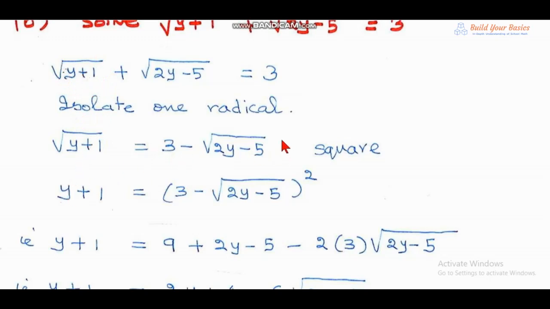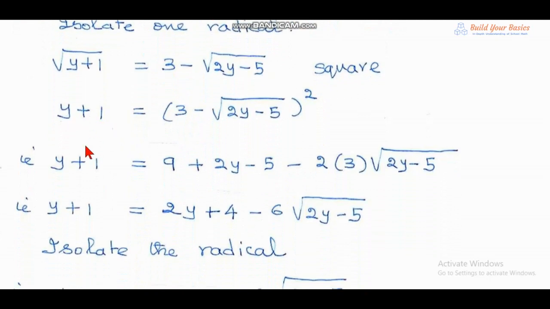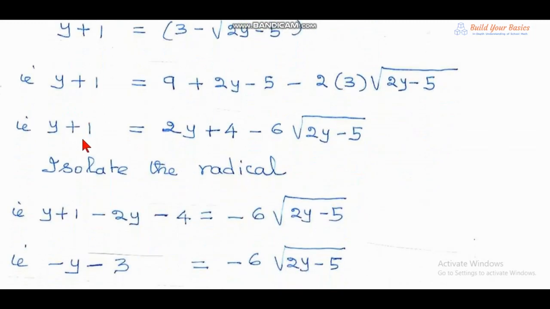Now the right hand side has to be squared. 3 minus square root of 2y minus 5 whole squared. y plus 1 equal to square it. Square 9, square 2y minus 5, 2 times first and second. That is minus 2 into 3 into square root of 2y minus 5. That is y plus 1 equal to 2y plus 4 minus 6 into square root of 2y minus 5.